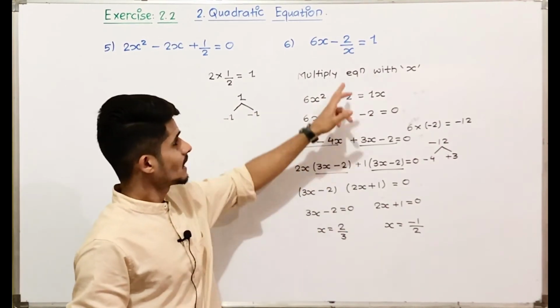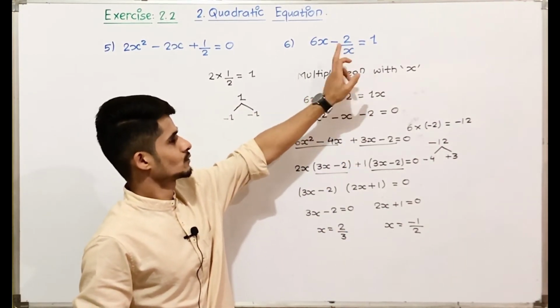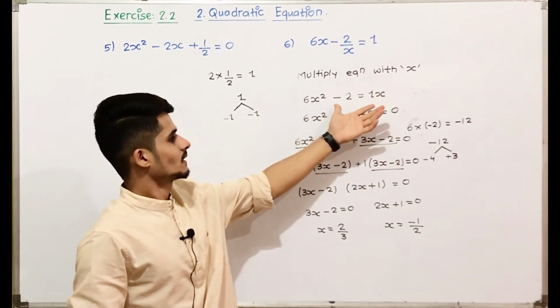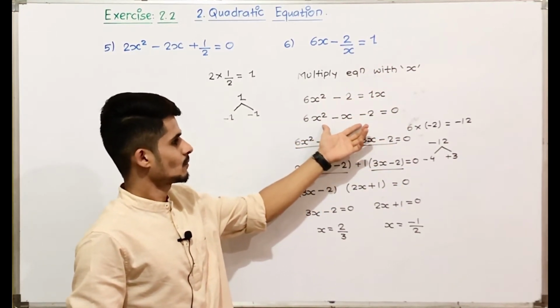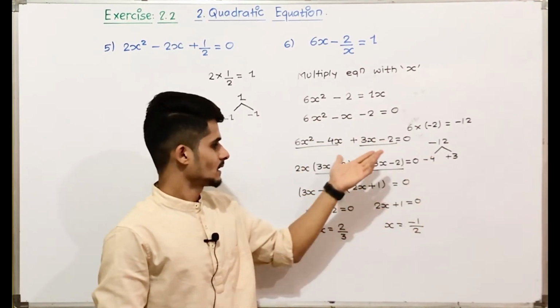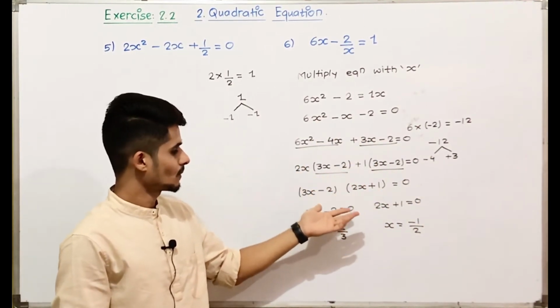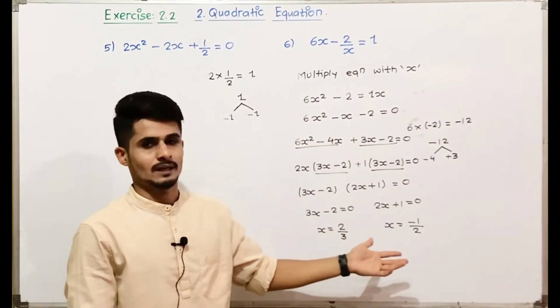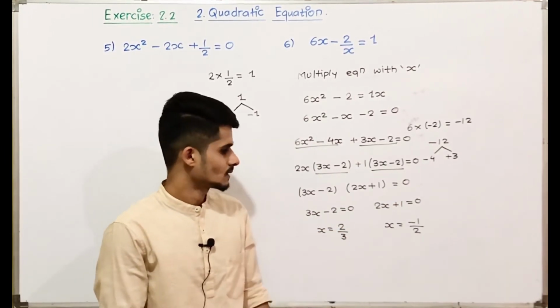So in this sum, x is in the denominator. So firstly we'll multiply equation with x, rearrange it in a general form and then split, replace it and take the common, equate it with 0 and find the values of x.